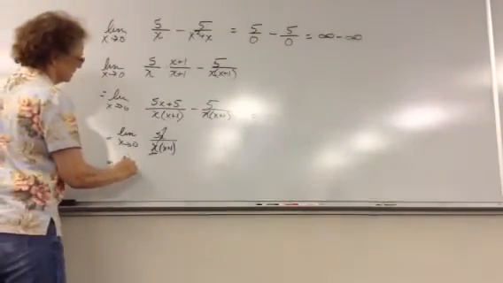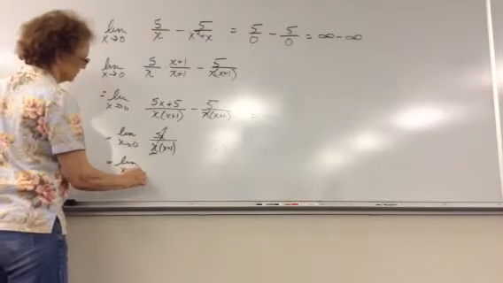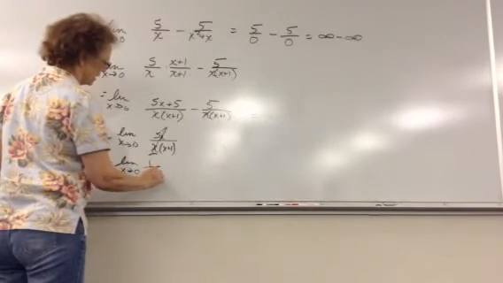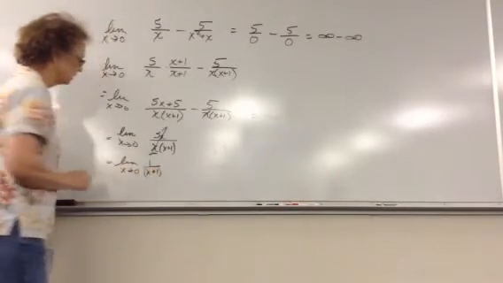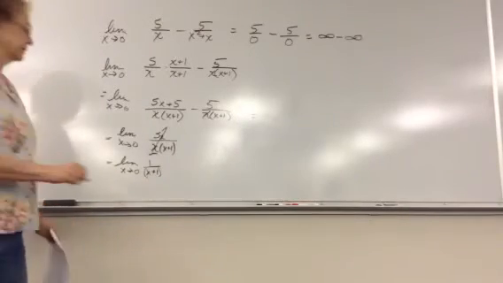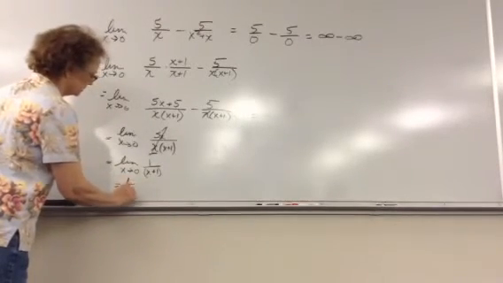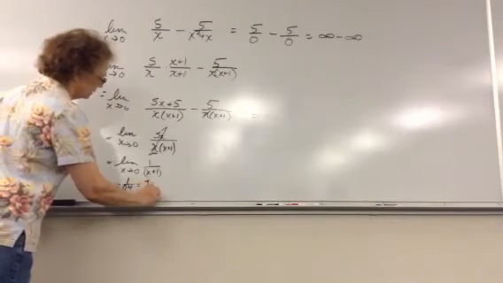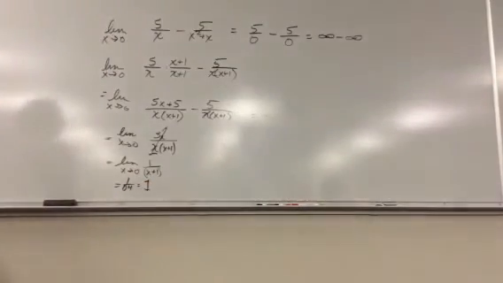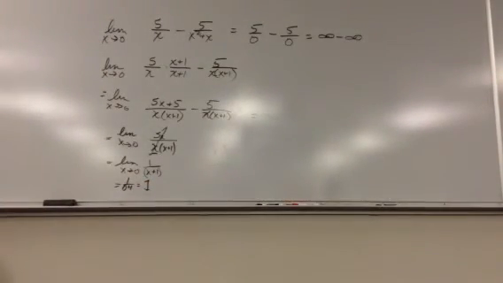And so now we've got the limit as x approaches 0 of 5 over x plus 1. And so now we just plug 0 in. And our limit is 5. How did you get 1? Is it supposed to be 5? Yeah, it's supposed to be 5.